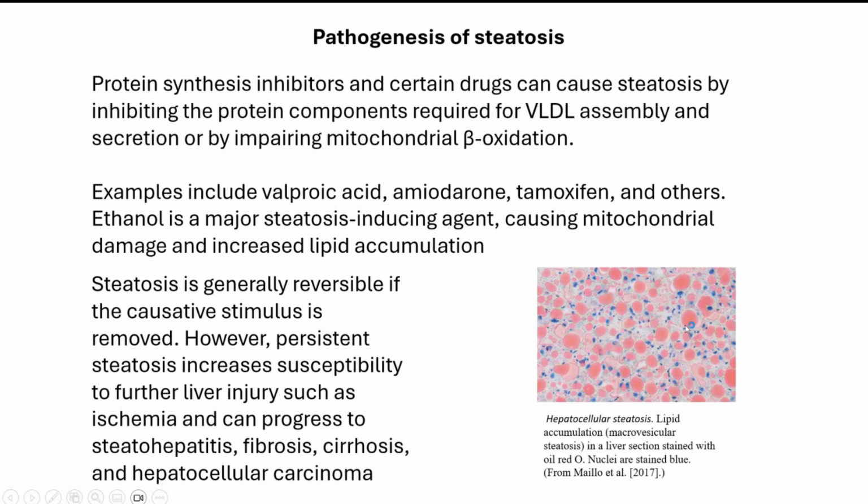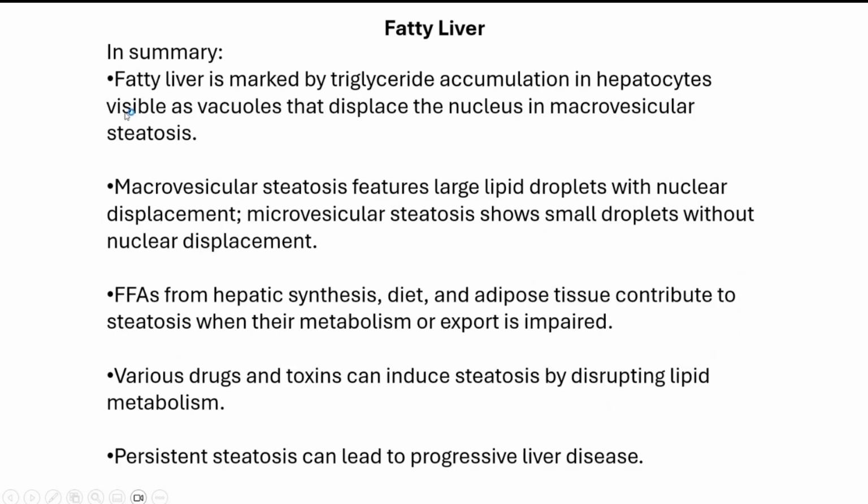They are macrovesicular, they are all big, in a liver section stained with oil red O. Nuclei are stained blue. So in summary, fatty liver is marked by triglyceride accumulation in hepatocytes, visible as vacuoles that displace the nucleus in macrovesicular steatosis. Macrovesicular steatosis features large lipid droplets with nuclear displacement. Microvesicular steatosis shows small droplets without nuclear displacement.